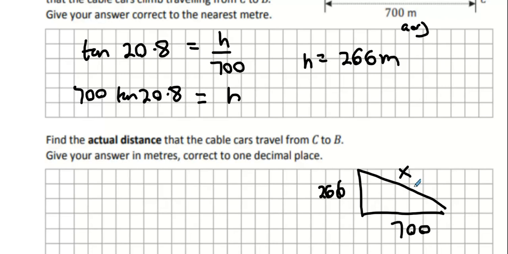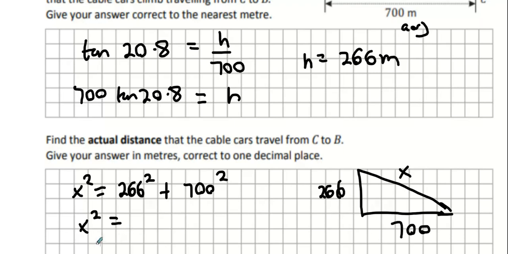So let's use Pythagoras' theorem. Which one's the longest side, lads? X. So we've got to go for x squared equals 266 squared. Did anybody do this question successfully using SOHCAHTOA instead? Or use sine, cos, or tan? No? Fair enough. So we use Pythagoras' theorem because we have two lengths.